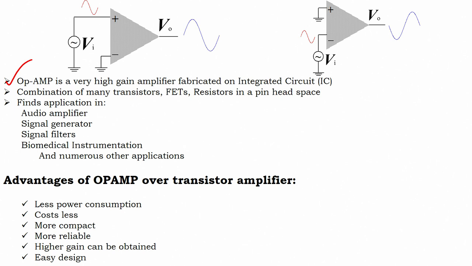Then what are the applications of op-amps? It can be used as an audio amplifier, as a signal generator, as a signal filter, in biomedical instrumentation, and numerous other applications, okay. We will see how it can be used as a signal generator, filters we can design using op-amp, and we will take an example also.